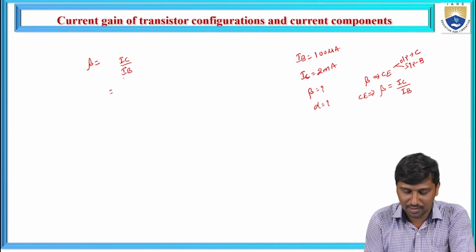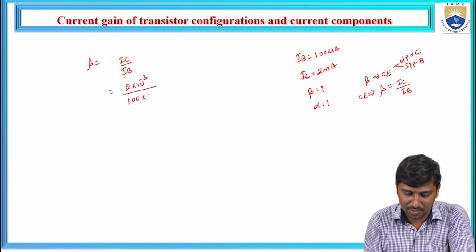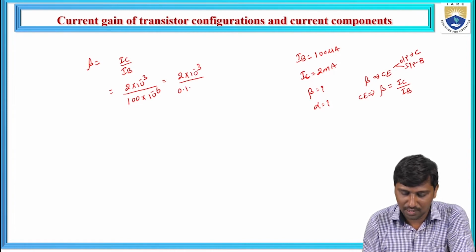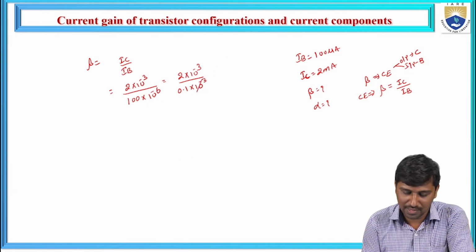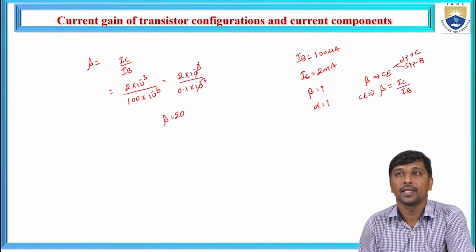Hence, you can substitute the IC value of 2 milliamperes and 100 microamperes. You can write this as 2 into 10 to the power of minus 3 divided by 0.1 into 10 to the power of minus 3, that is 0.1 milliamperes. The 10 power minus 3 terms cancel, and beta becomes 20.